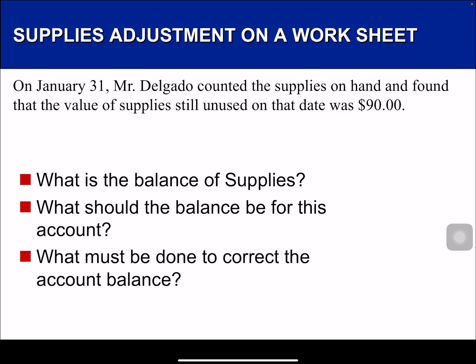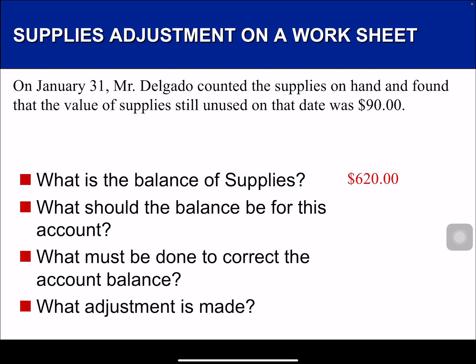What should be done to correct the balance, and then what are the adjustments made? Those are the 4 questions you're going to ask. So let's go back to the beginning. What is the balance of the supplies? $620. What should the balance be? It should be $90 because that's what the inventory shows us.